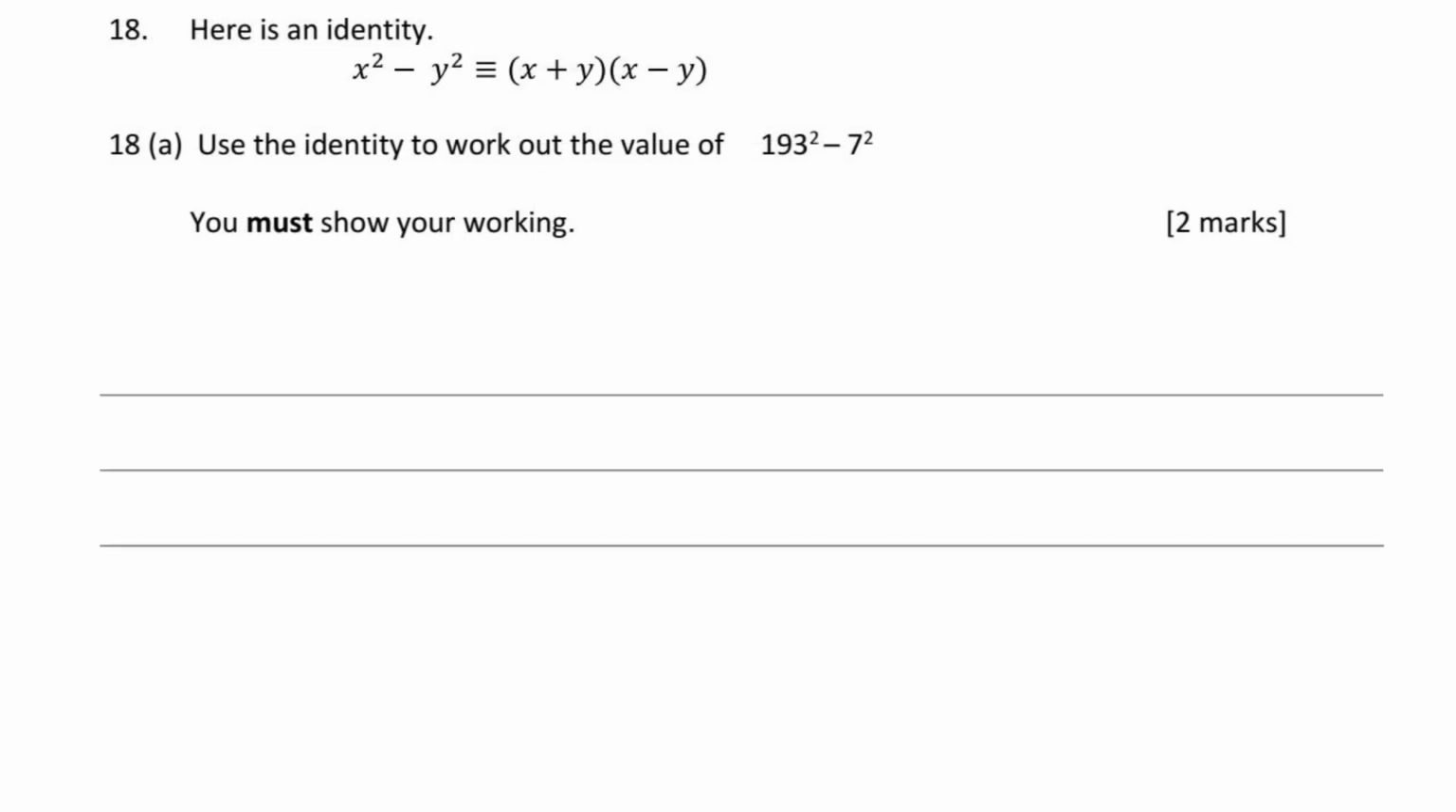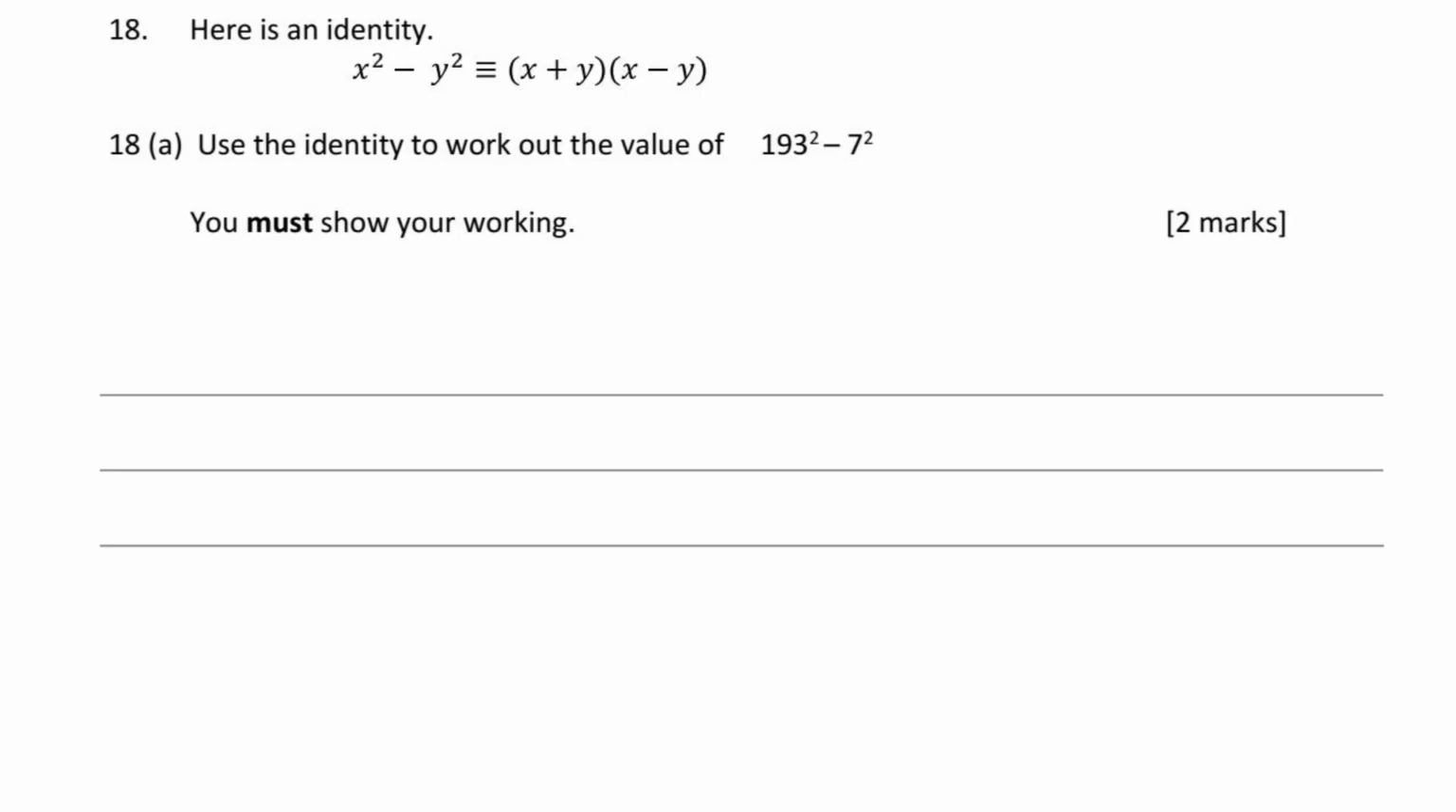Question 18. Here is an identity. x squared minus y squared is identical to x plus y, x minus y. Now you should be very familiar with this identity. It's what we call the difference of two squares. I've got two squares that I'm subtracting or finding the difference of, and we're told that that's x plus y, x minus y. Okay, so use the identity to work out the value of 193 squared minus 7 squared. You must show your working.